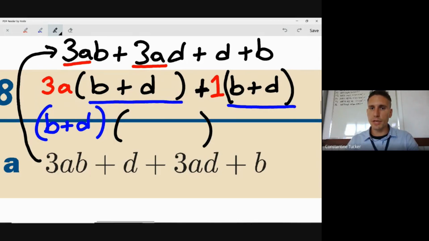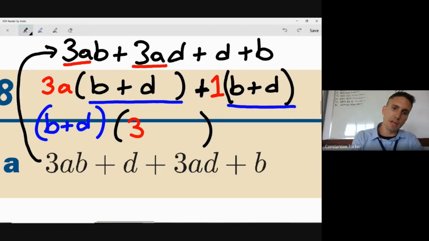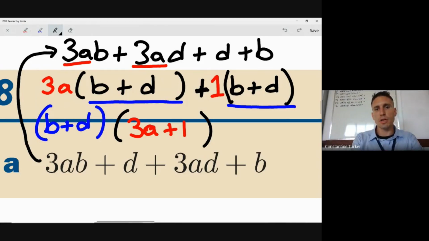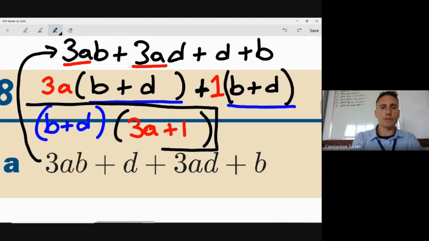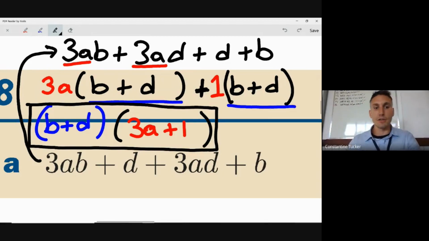So if we take this b plus d out, all we are left with is 3a plus 1. I'm going to write it down in red here, 3a plus 1. And now using this strange method, we have managed to factorize this using 2 pairs of brackets. So it's b plus d times 3a plus 1.